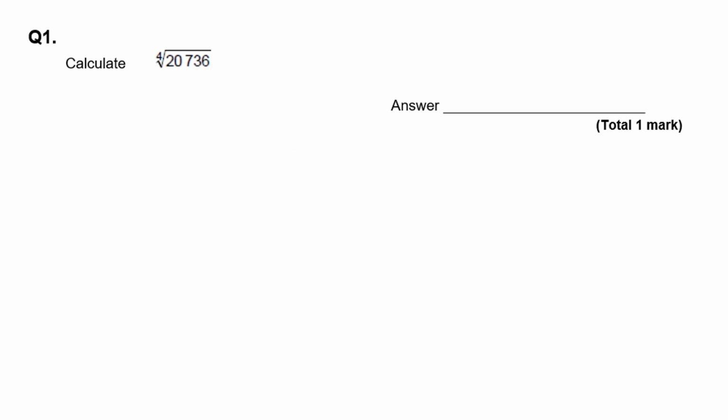Today we are going to go through the predicted paper for 2024. This is paper 3, which means that we're going to need to use a calculator, and I am going to start off with question number 1.